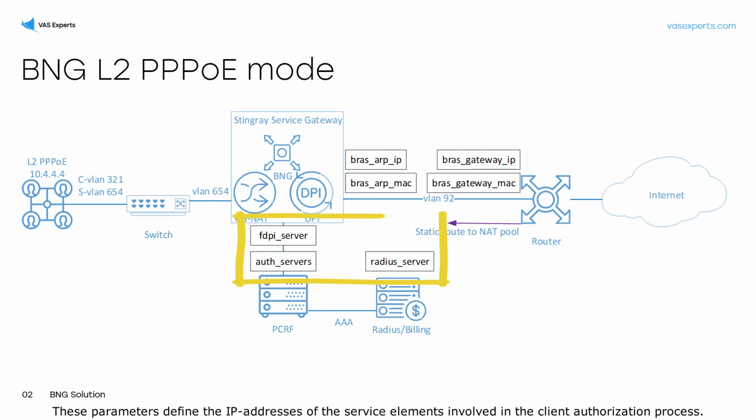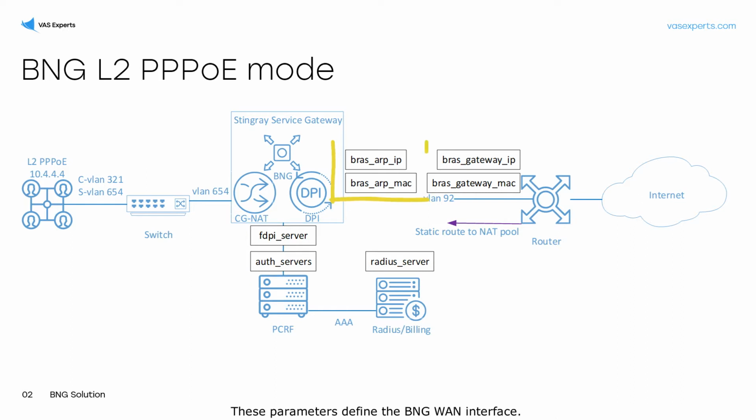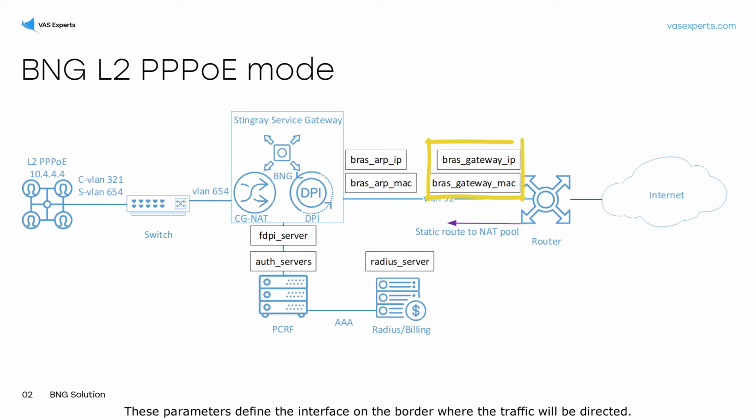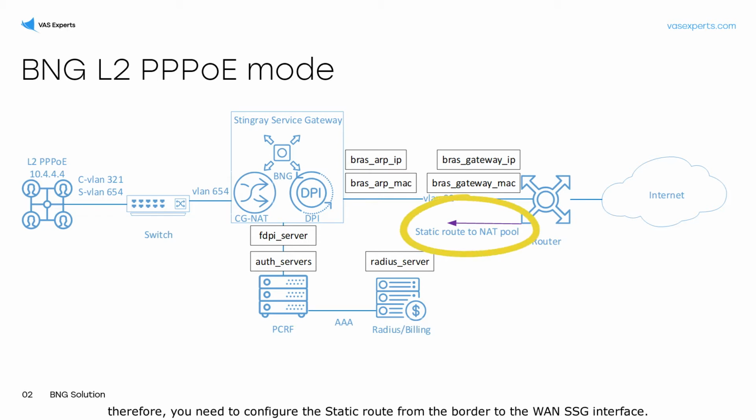These parameters define the IP addresses of the service elements involved in the client authorization process. These parameters define the BNG1 interface. These parameters define the interface on the border where the traffic will be directed. In the current version, BNG does not announce the served subnets and NAT pools, therefore, you need to configure the static route from the border to the WAN SSG interface.